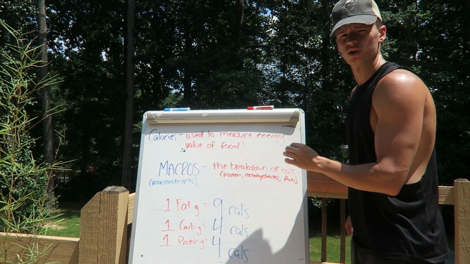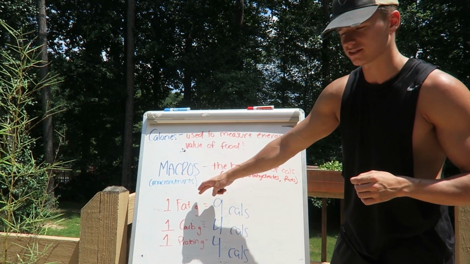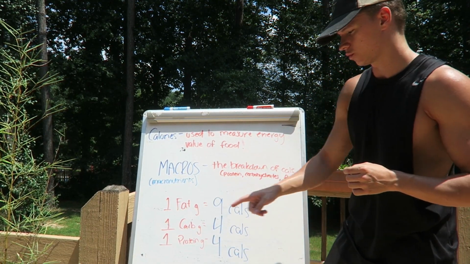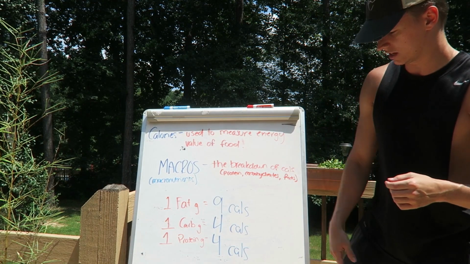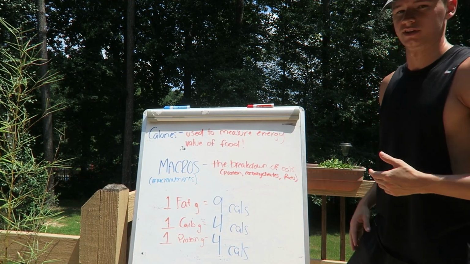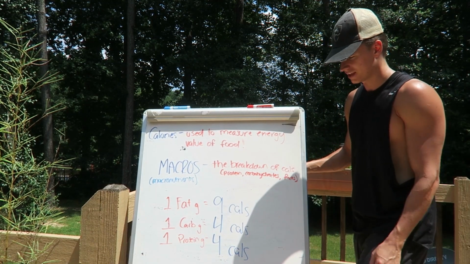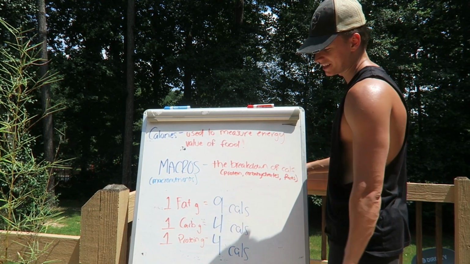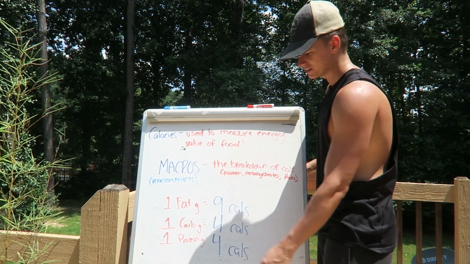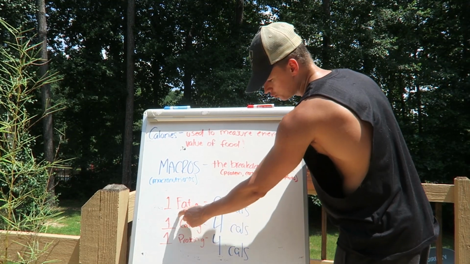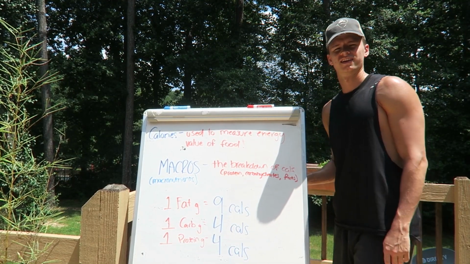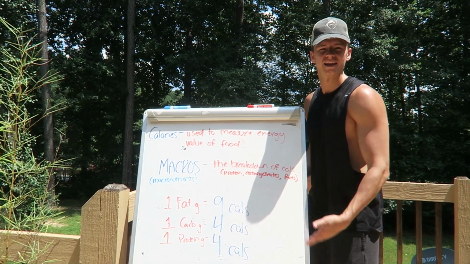The reason these two are correlated is because 1 gram of fat equals 9 calories. 1 gram of carb and 1 gram of protein both equal 4 calories apiece. Just by this number, you can see what you want to eat the least of. Fat. You see how calorically dense it is? 1 gram of fat is more calories than 2 grams of carbs or 2 grams of protein. So, keep that in mind.